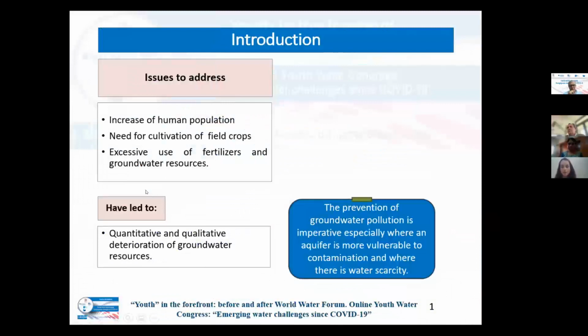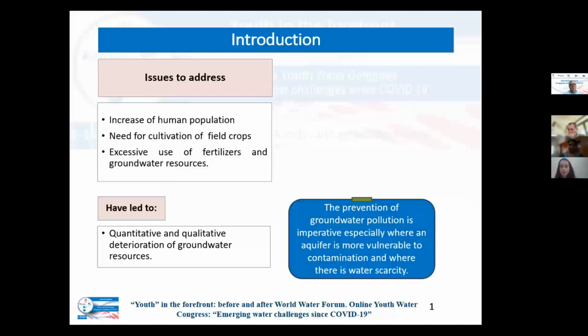The augmentation of human population with the increase of agricultural activities and the excessive use of fertilizers, along with the climate change, have contributed not only to the reduction of available water reserves, but also to the groundwater quality degradation in many regions of our planet. This deterioration of groundwater level and contamination of available groundwater resources have increasingly become serious issues.